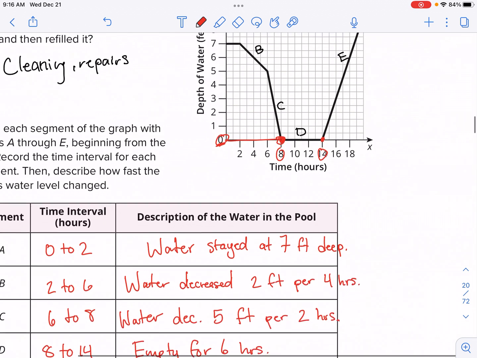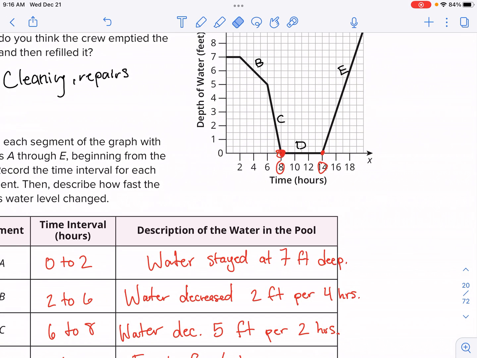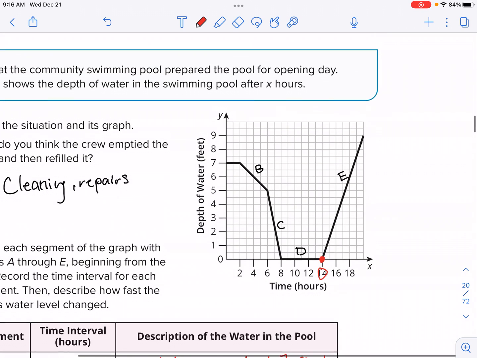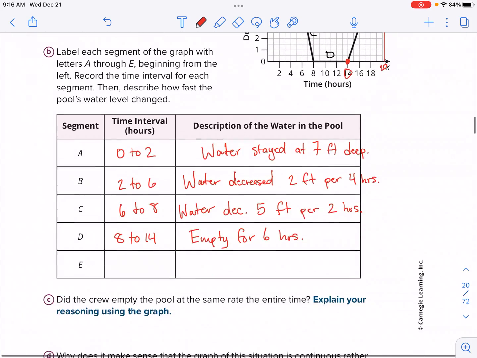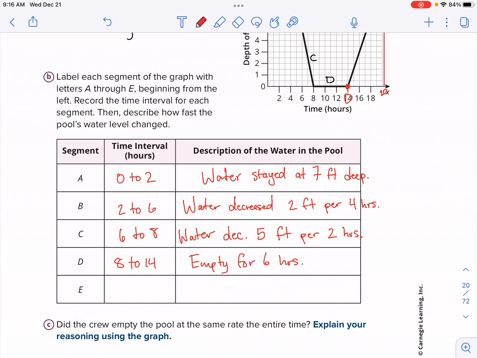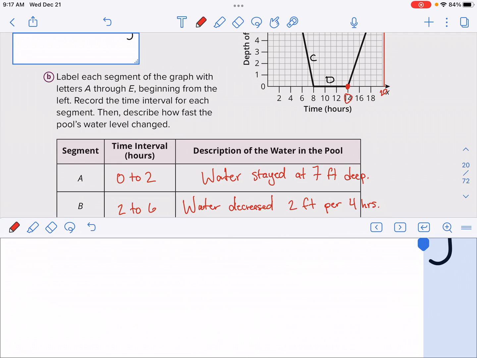Okay, and then the last part that we have, we're going from here, which is at 0, to all the way here, which is at, it looks like that's 20. What's the height of that? That is at 9 feet. Okay. So from 14 to 20, the pool filled, right, we said it was a depth of 9 feet. From 14 to 20, that is 6 hours.